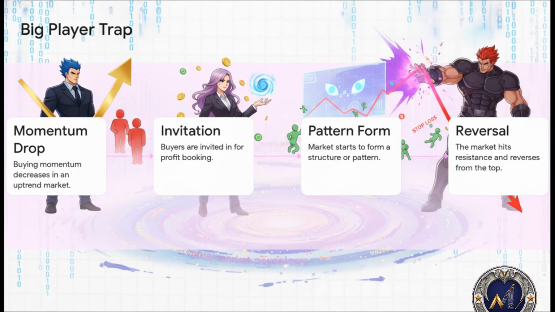Once the retailers are fully trapped and their capital is committed, the big players aggressively reverse the market, sweeping the stop losses for that needed liquidity. Once you master this specific sequence, you stop trading simple shapes and you start trading the actual market reality.